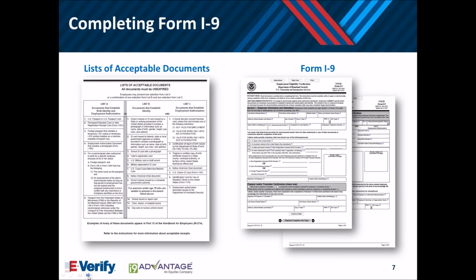Additionally, the form includes 15 pages of instructions, and those instructions must be made available to your new hire. Now you can make those available in many different ways. You can print a fresh set for each new hire. You could laminate those instructions and provide them over and over at various onboarding sessions.